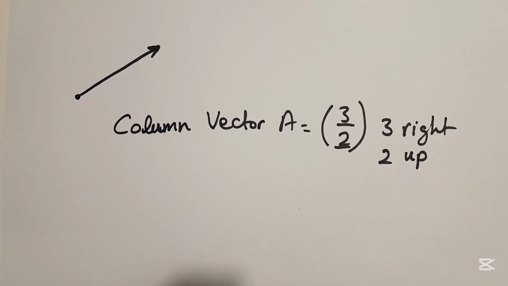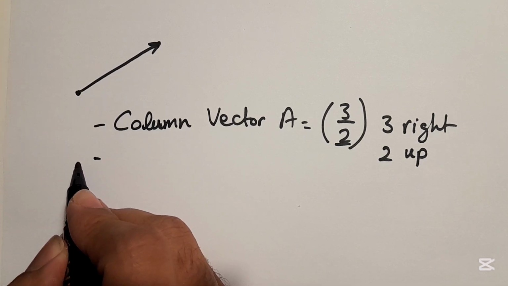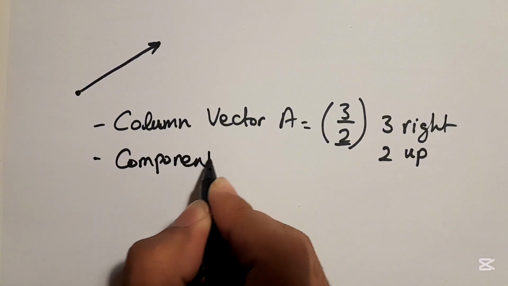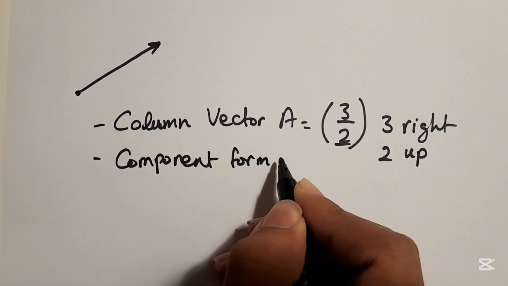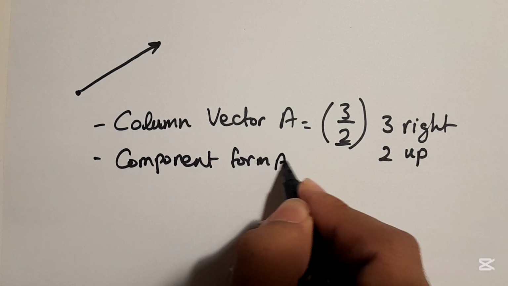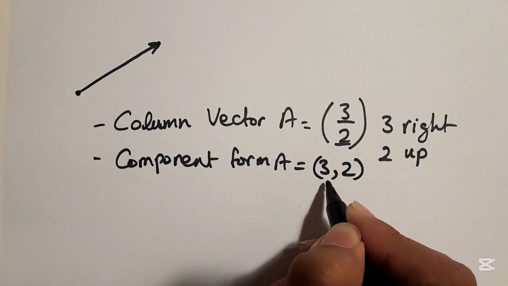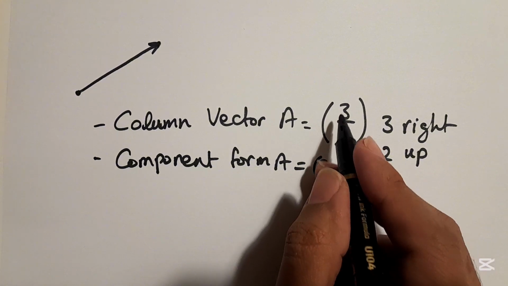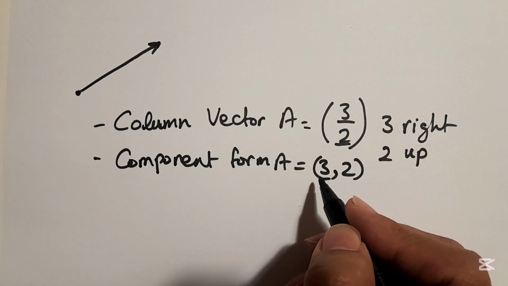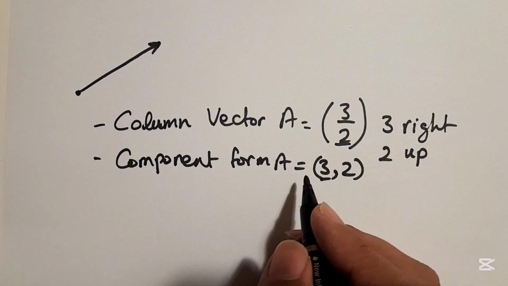Then the second type is component form. Component form means if we have a like this, we will write (3, 2), meaning it's the same, but instead of vertical, it's written horizontally. 3 to the right and 2 up or down. So it's plus, so 2 upward.